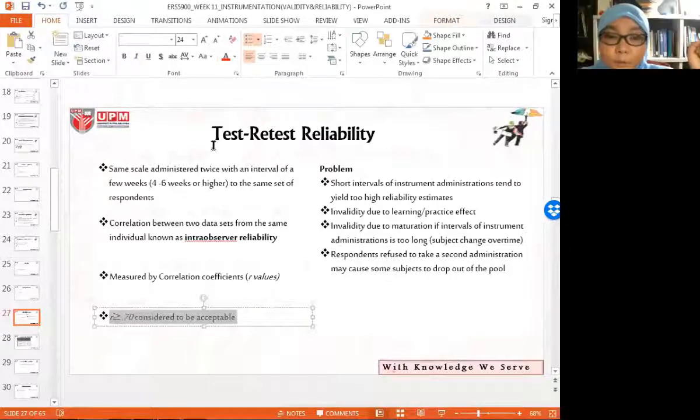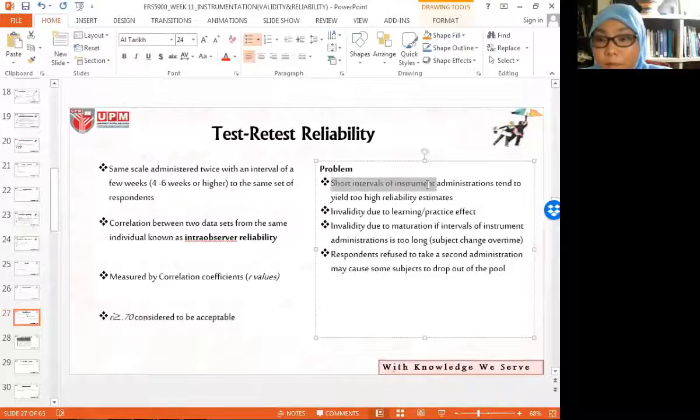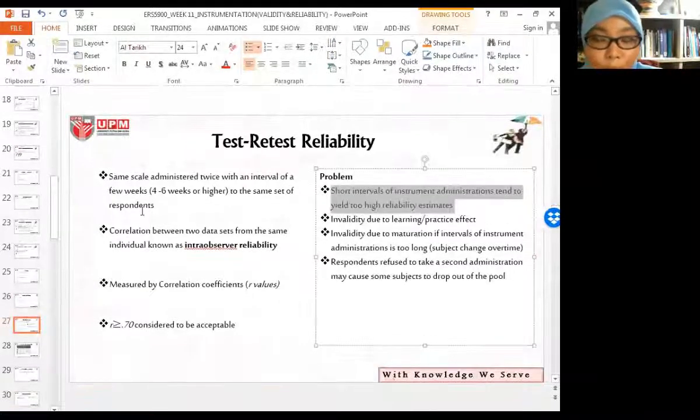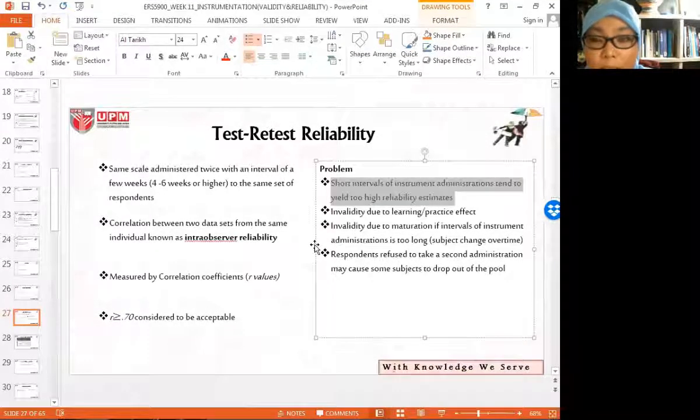Okay, so the problem related to test-retest reliability is if, let's say, we use short intervals of instrument administration, it tends to yield a high reliability estimate. Why? Why is that, this short interval? If let's say the interval that you use is, for example, lesser than 4 weeks, you just use 2 weeks.